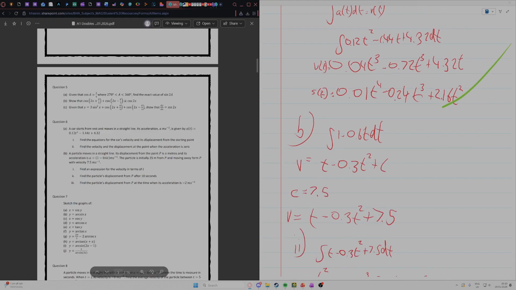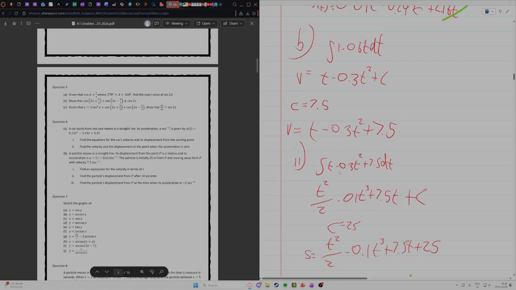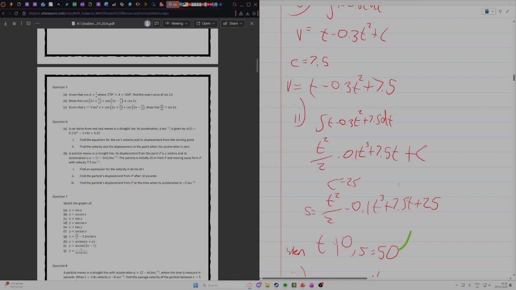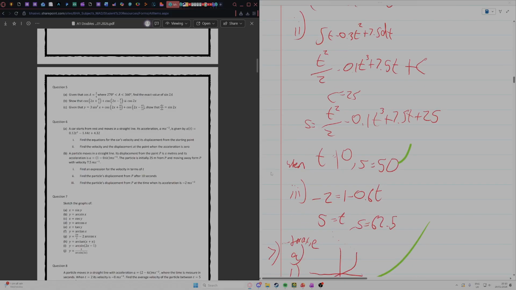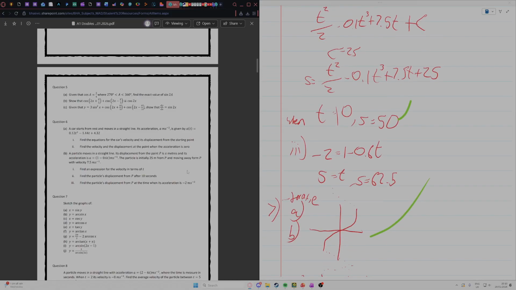Next, we have this question. Velocity in terms of t. So you have to integrate going from acceleration to velocity, and then you get a plus c. It tells you here that it's initially 25 meters, and it's 7.5 meters per second when t equals 0, so c is just going to equal 7.5. And then you integrate again to find distance, find your c value, which is going to be 25, and then you have your full equation here. And then you substitute values in for this last part.